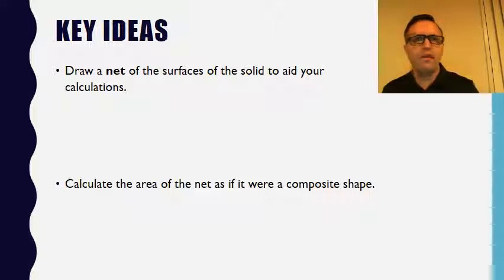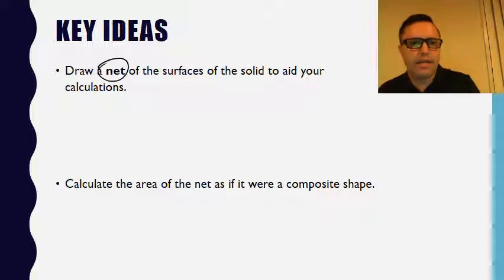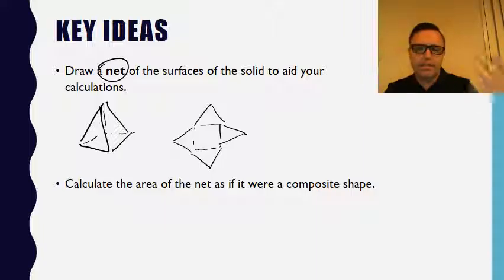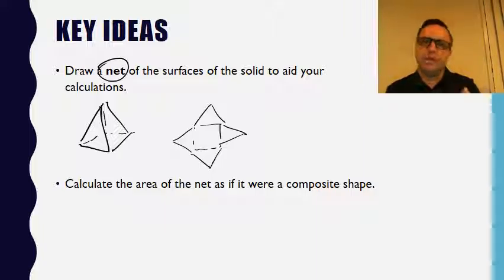All right, some key ideas: draw a net of the surfaces of the solid to aid in your calculations. This is something I want you to do every time you work out this surface area stuff. Let's take this pyramid here. Drawing the net, we've got the square base, then the triangle pieces sticking off to the outside. It's really important that you're able to deconstruct this three-dimensional object in your mind and then draw it out. So that's creating the net from the solid.